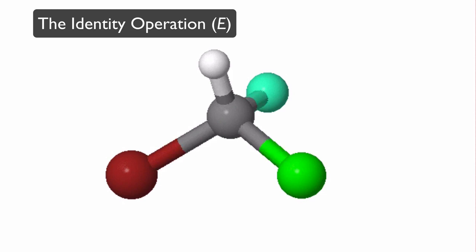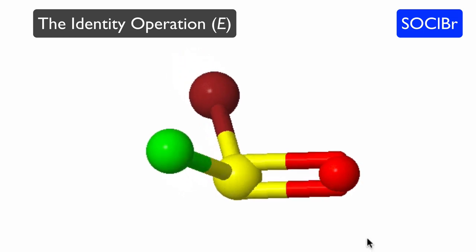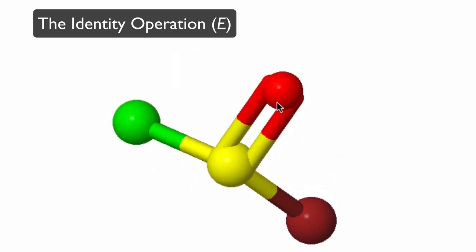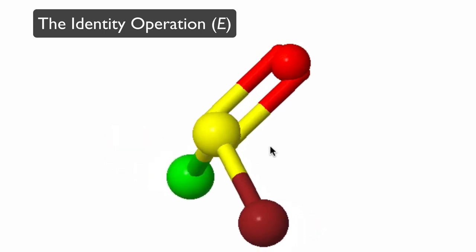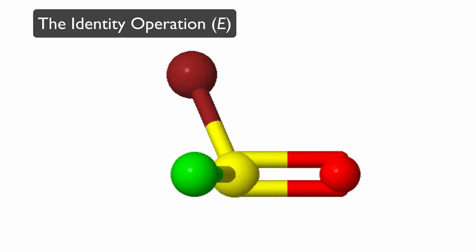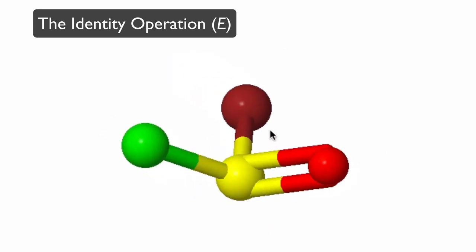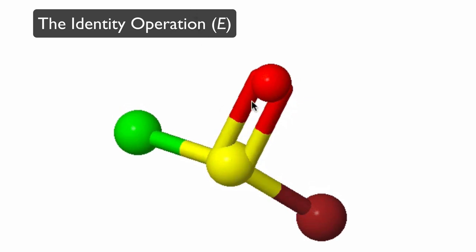If we look at this one, it's a different shape, but again, it only has the identity operation. You can see it looks a bit like a carbonyl, except that this molecule is not planar. Okay, we'll just bring it back to the center again and bring it up there. So we've got what looks like a sulfur double bonded to an oxygen, and then we've got a chlorine and a bromine. And as before, there's no mirror plane.